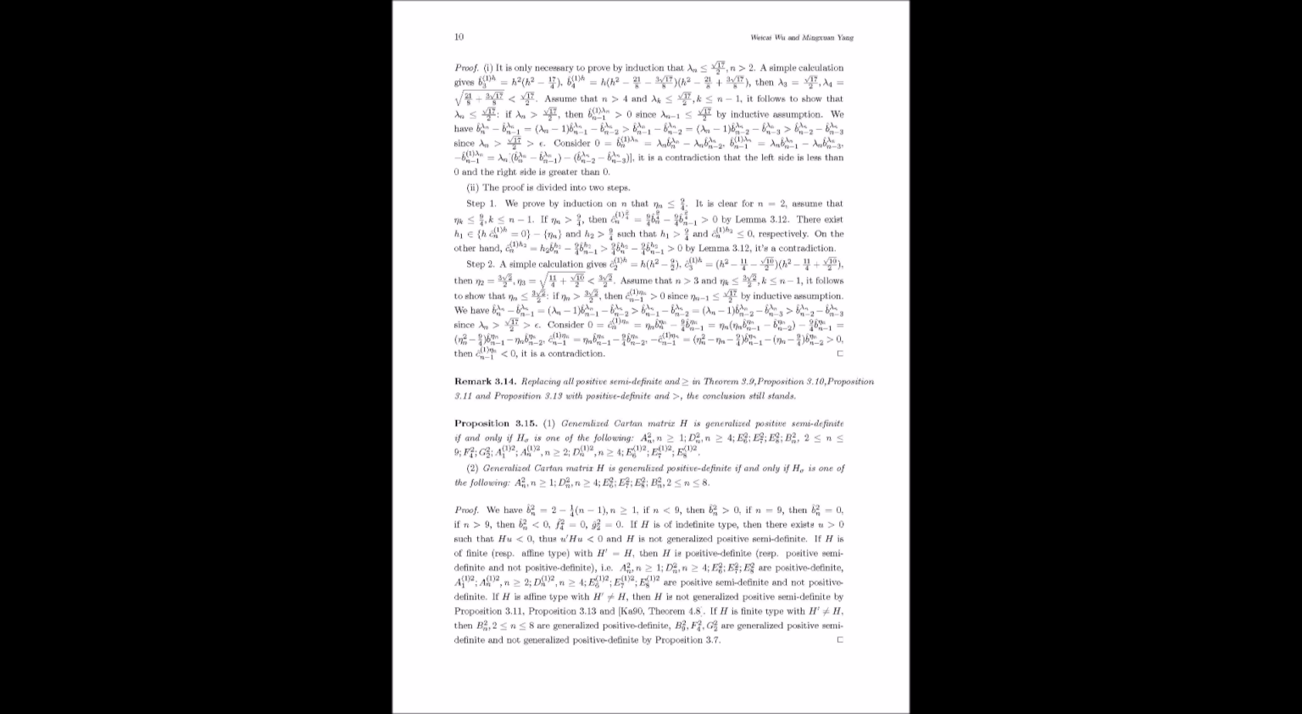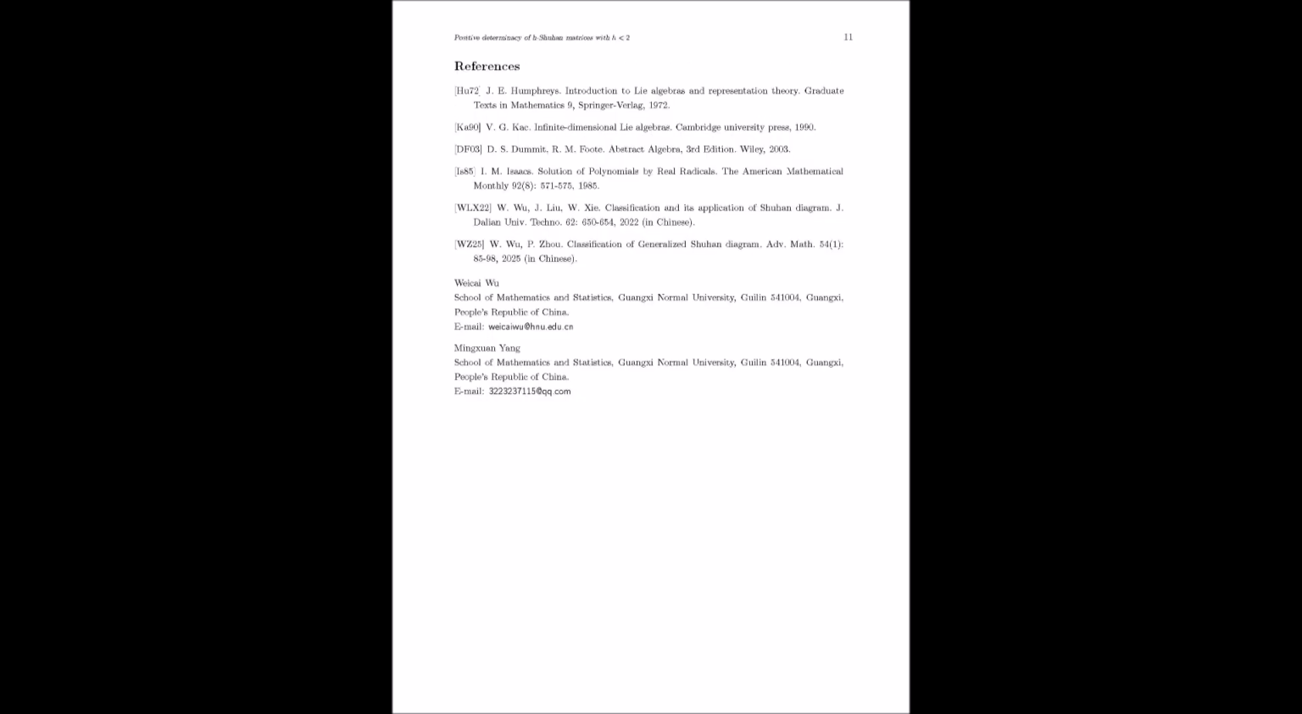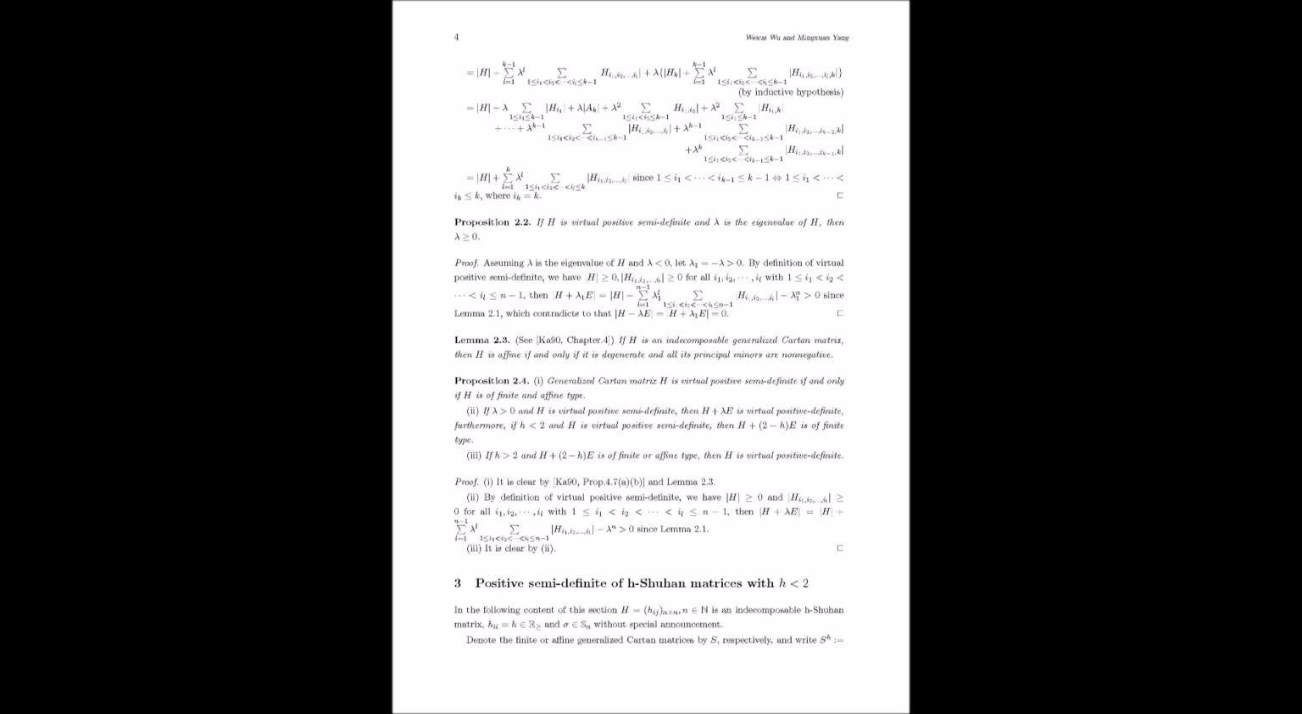Sure. So each of these represents a particular structure of h-Shuhan matrices that often arises in certain applications. For instance, G1H2 is a 2x2 h-Shuhan matrix that is associated with a specific type of generalized Cartan matrix known as G2. And the others, D3H4, F1H4, E2H6, A2H2, all represent h-Shuhan matrices that are linked to generalized Cartan matrices of types D4, F4, E6, and A2, respectively. Okay. So again, we're connecting these h-Shuhan matrices back to those fundamental generalized Cartan matrices. So what does proposition 3.11 tell us about the generalized positive semi-definiteness of these specific types?